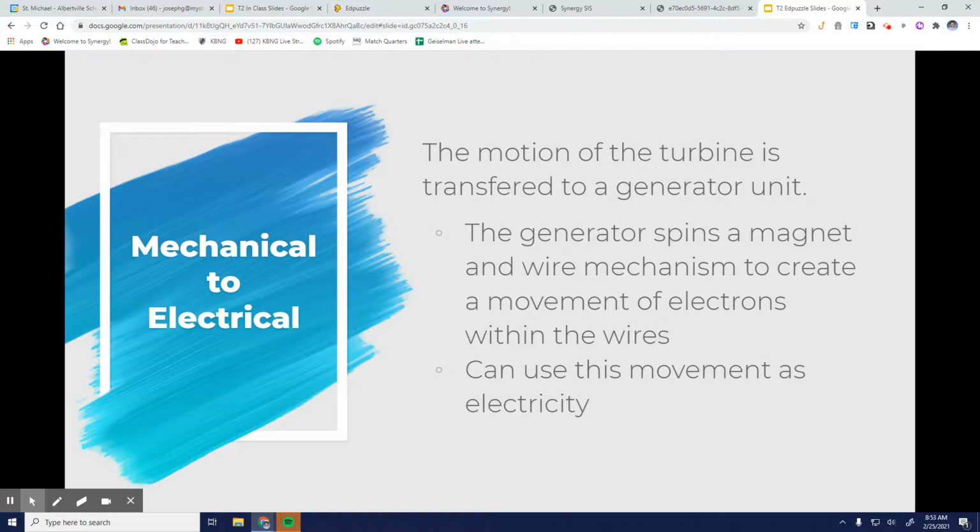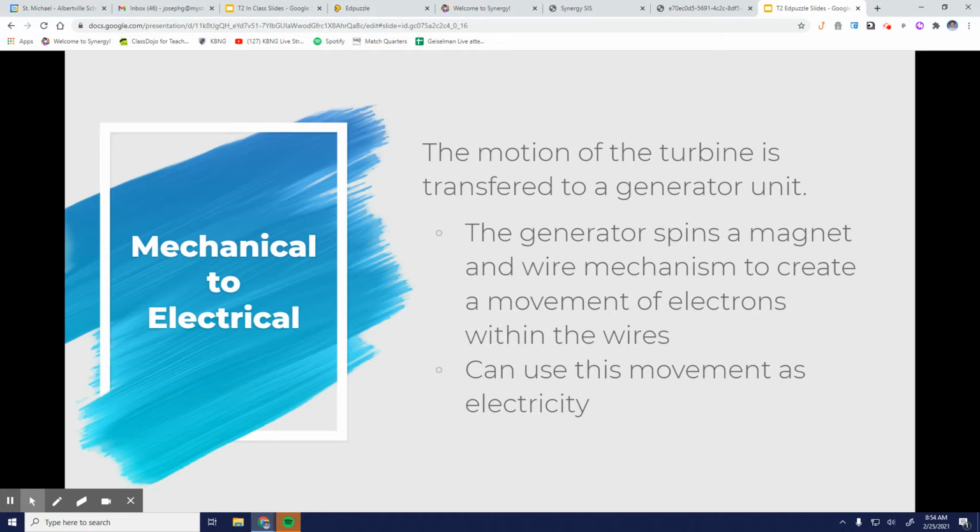When we get to the mechanical to electrical phase, we have the turbine that's spinning, and that's connected to a generator unit. That generator spins a magnet inside of a wire mechanism. So usually coils of wire inside of a magnet, or one big magnet around a coil of wires. And then the spinning of the wires or the magnet changes the way that the magnet pulls on the electrons in the wires. It causes them to move back and forth, back and forth, back and forth. That movement of electrons is alternating current, and this is what we can use as electricity.